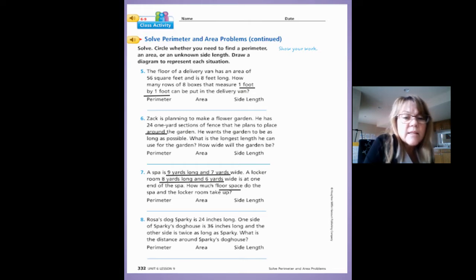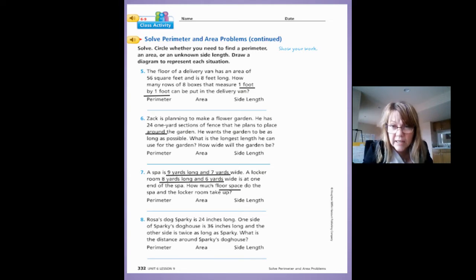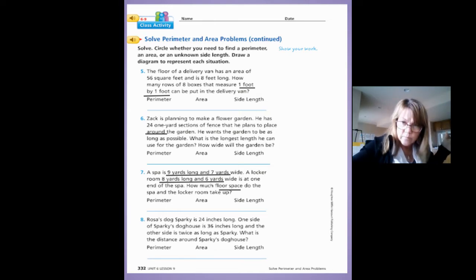So number 8 is Rosa's dog, Sparky, is 24 inches long. One side of his doghouse is 36 inches long, and the other side is twice as long as Sparky. Twice as long as Sparky. What is the distance around Sparky's doghouse? So if something's twice as long as Sparky, how long is that? So we already know one side of his doghouse.